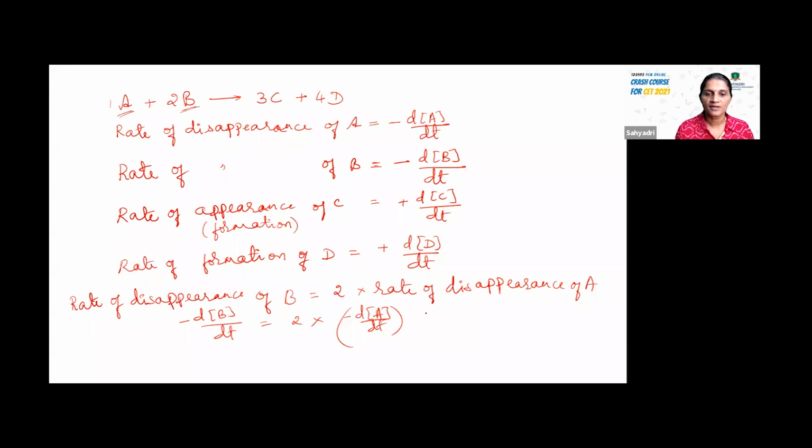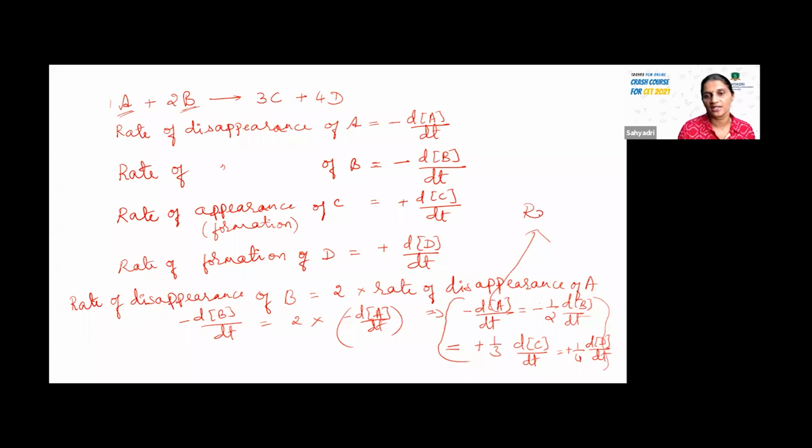I can write, right? So this implies minus d of concentration of A divided by dt is equal to minus half of d of concentration of B divided by dt. And this is equal to plus 1 by 3 times d of concentration of C divided by dt, and that is equal to plus 1 by 4 d of concentration of D divided by dt. And this is called the rate of the reaction. Okay, so all these are the rate of the reaction. It's not rate of disappearance. All these equations, I can write as the rate of the reaction.